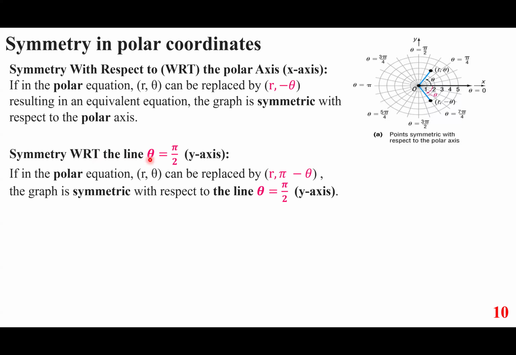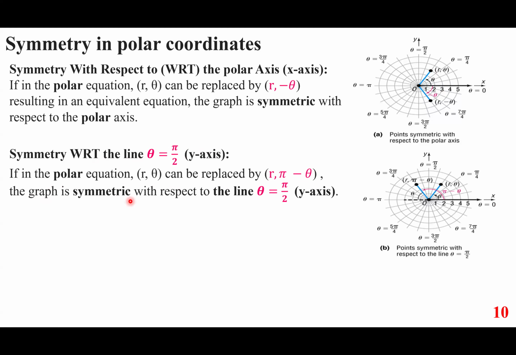Symmetry with respect to the line theta equals pi over 2, in essence, the y-axis. If in the polar equation r comma theta can be replaced by r comma pi minus theta, the graph is symmetric with respect to the line theta equals pi over 2.